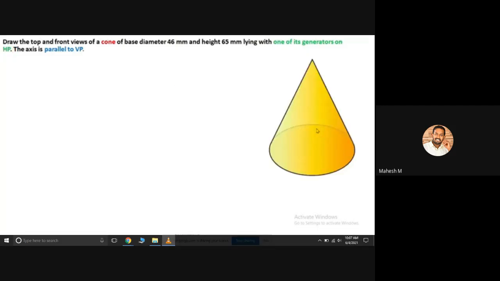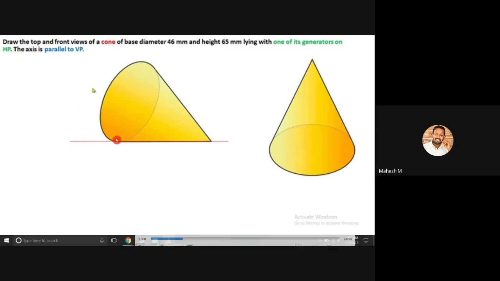So you can create your cone like our previous problem. The front view will look like a triangle and the top view will look like a circle, because one of its generators is on HP. If it is on VP, you can create your front view and top view like our previous problem. So this is the condition. This horizontal line is our horizontal plane. I already told you that these two inclined lines are called generators. So our condition is one of its generators on HP.